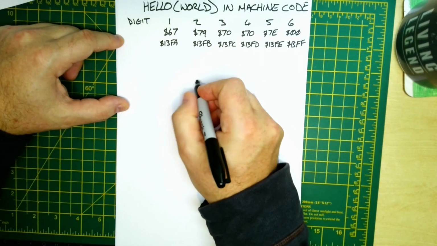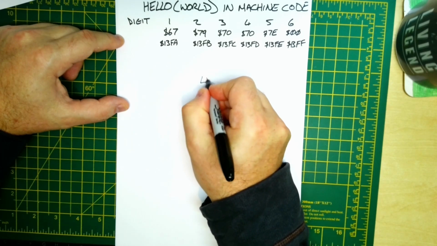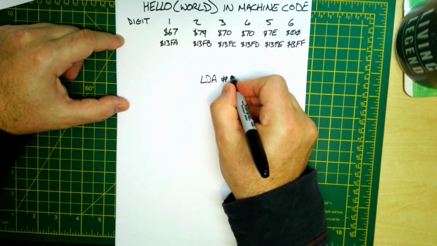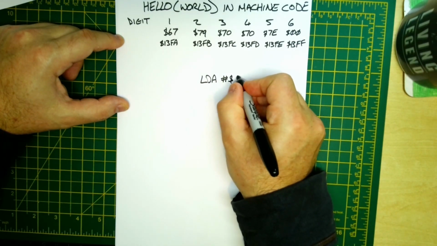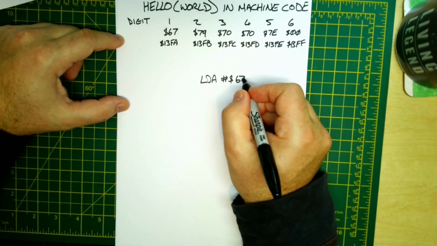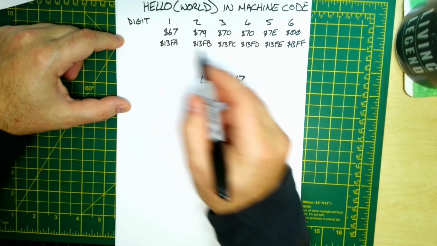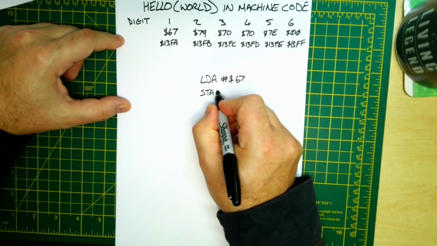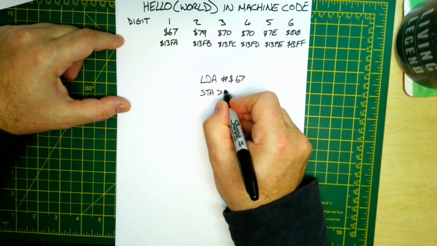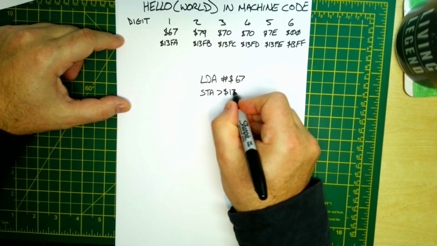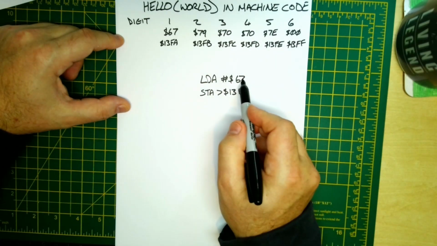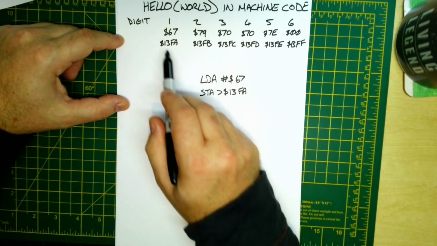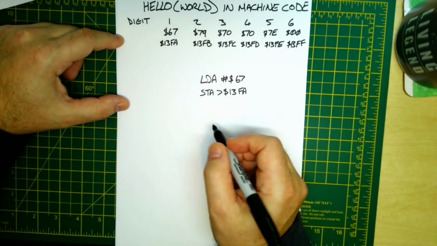So first of all, we're going to load A, and we want to do this immediate, which means we load the value in the next byte. So 67. Then we need to store that at the first digit. So we're going to store A, and this is going to be extended, which means we're going to put the address in the next 2 bytes. So 13F. What that does is load 67, which is H, into A, and then store A to here. We're just going to repeat that for these other characters.